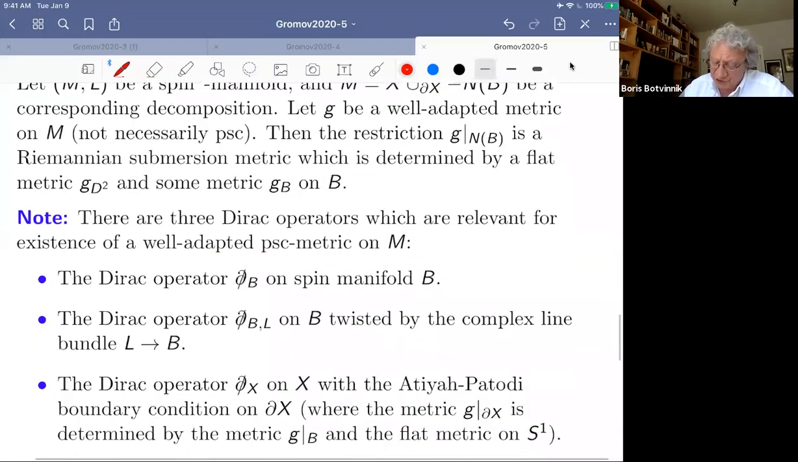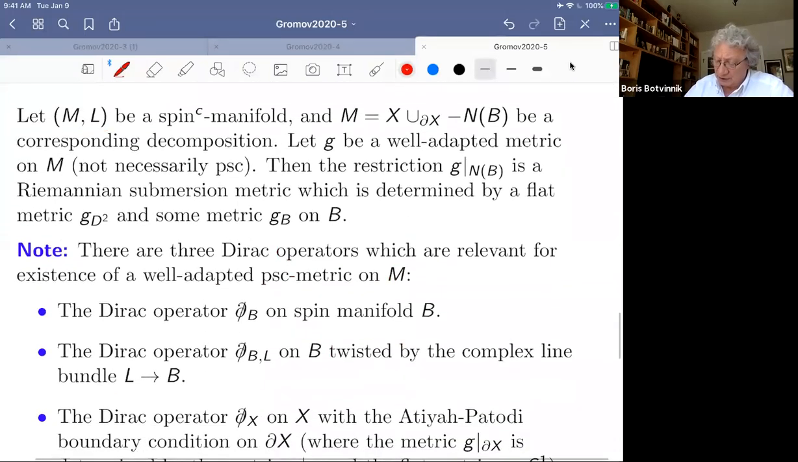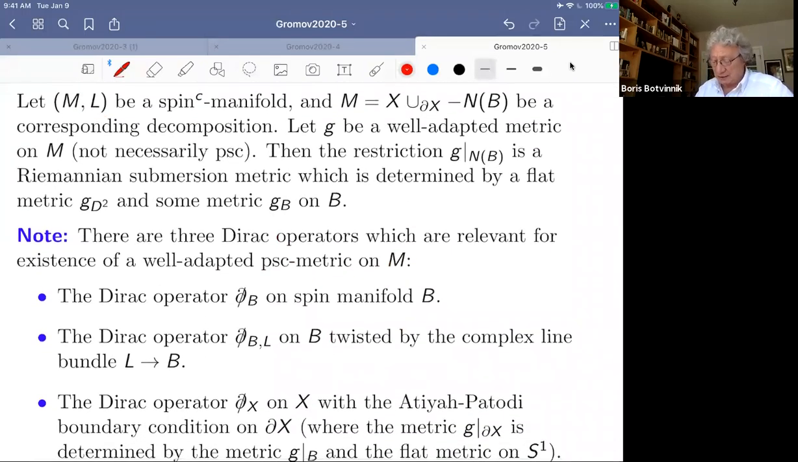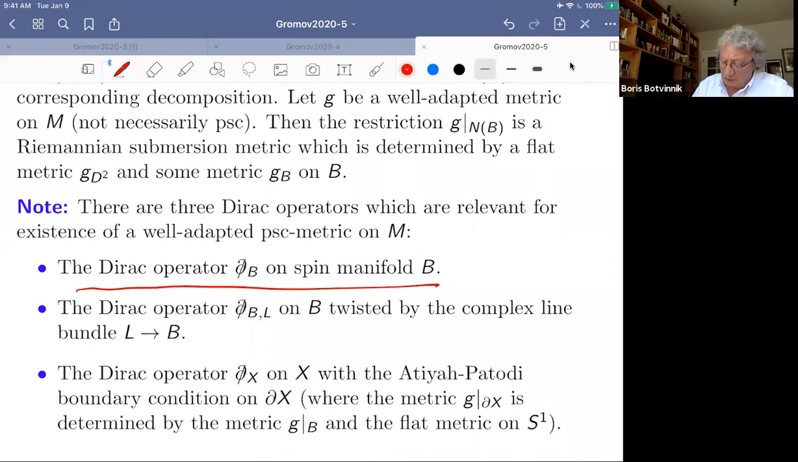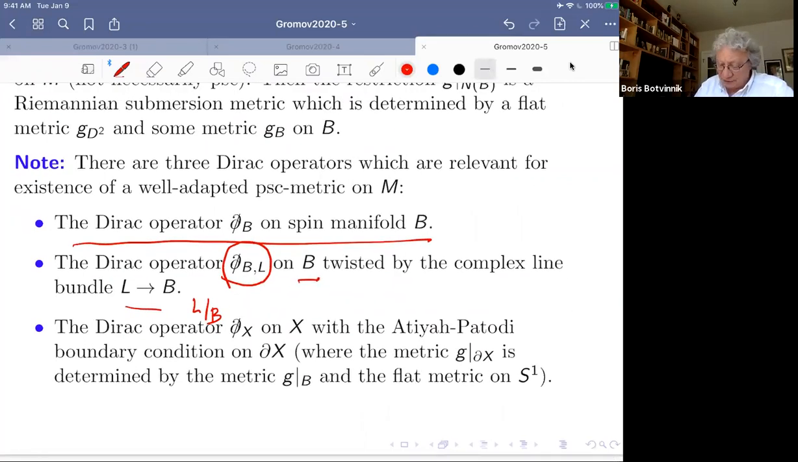We have several Dirac operators which possibly abstract to the existence of a well-adapted positive scalar curvature metric. Namely, we have a Dirac operator on the manifold B, which is spin. Now, a twisted Dirac operator on the same B, which we twist by the bundle L, actually L restricted to B. And also we have a Dirac operator on X with APS boundary condition on the boundary.